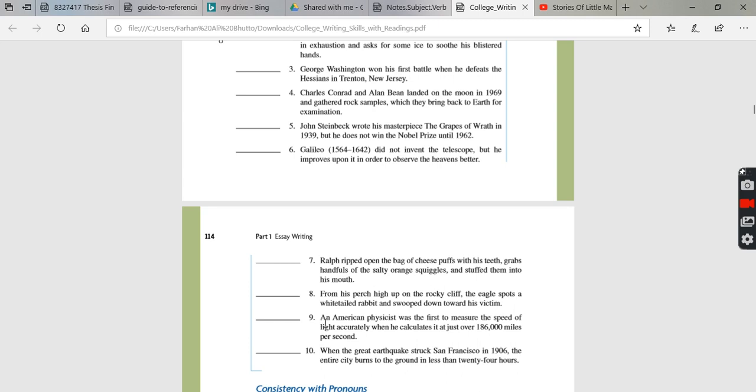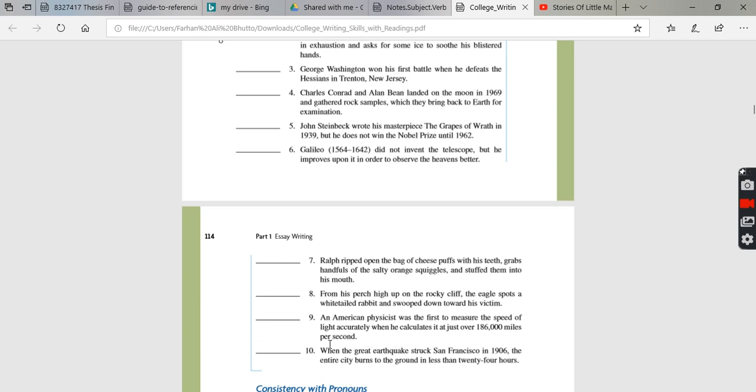Sentence 9. An American physicist was the first to measure the speed of light accurately when he calculates it at just over 186,000 miles per second. The correct sentence would be: an American physicist was the first, past, to measure the speed of light accurately when he calculated, not calculates. So calculates is in present, so it has to be past. Calculated it at just over 186,000 miles per second.